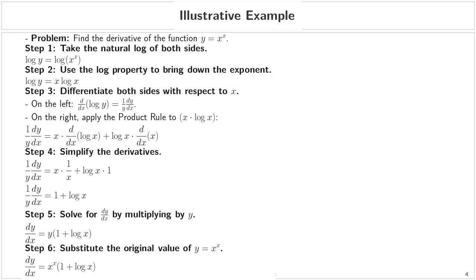Finally, in step 6, we must express our final answer solely in terms of x. We substitute the original expression for y back into the equation. Since y equals x to the power of x, our final result is dy over dx equals x to the power of x times the quantity 1 plus the natural log of x. Please pay close attention to each of these steps, as we will see in the next slide that skipping the chain rule or forgetting the final substitution are very common pitfalls.